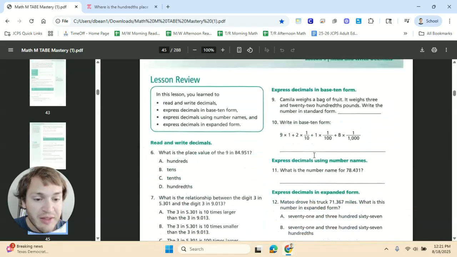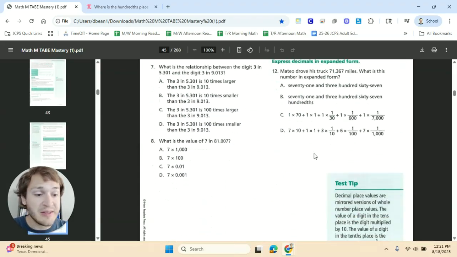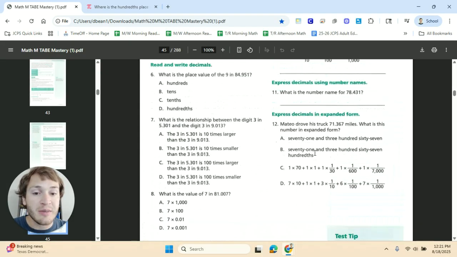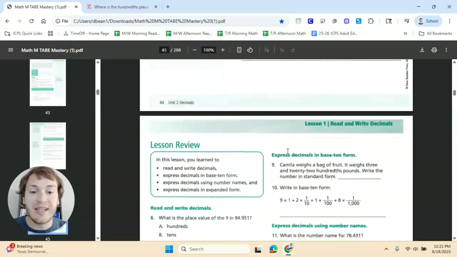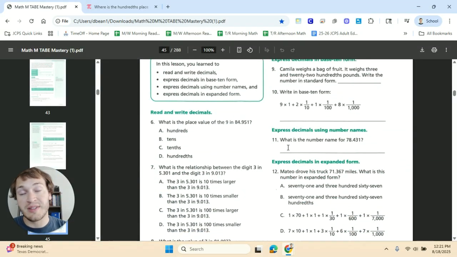Excellent. So I think that was actually the bulk of this lesson. Pretty quick and easy. We completed the independent practice and the lesson review in class, and there was an additional handout that we took a look at.